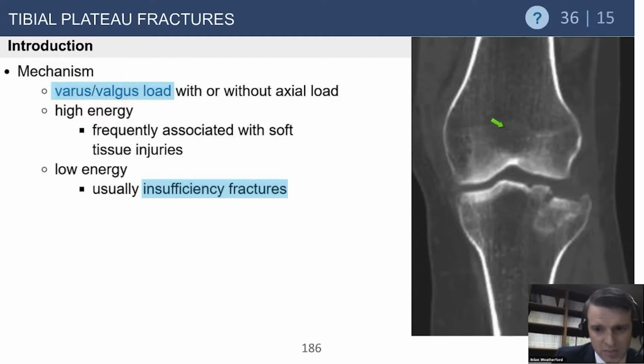So the mechanism is typically a varus or valgus stress that's associated with an axial load. So you see the injury here. If you think of this in very basic terms, there's a tensile and a compressive side. The tension side is medial. Typically, they had a rupture of their medial collateral ligament. Compressive failure is laterally with impaction of the articular surface here.